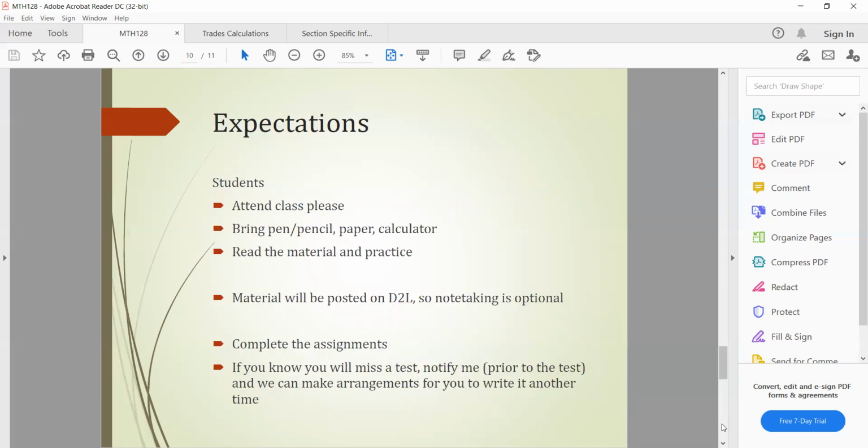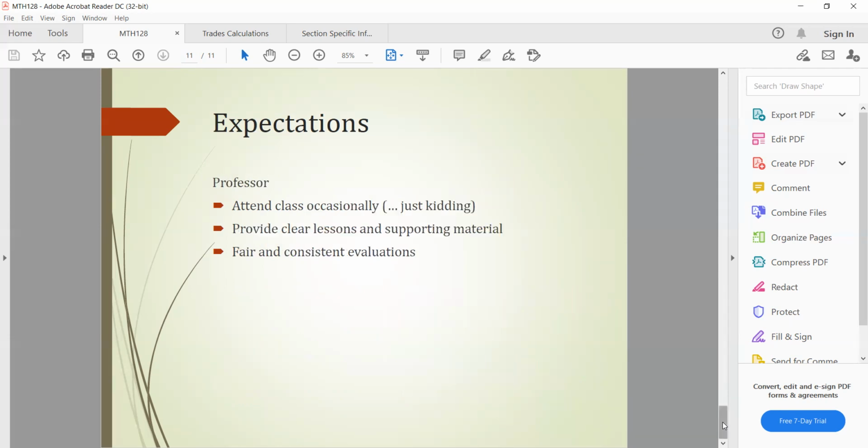And here are all the expectations. Of course, please attend class. Let's see, complete the assignments. Oh, and if you're going to miss a test, please let me know in advance, and then we'll reschedule it for you. And I, of course, have to attend class, provide clear lessons, consistent evaluations.